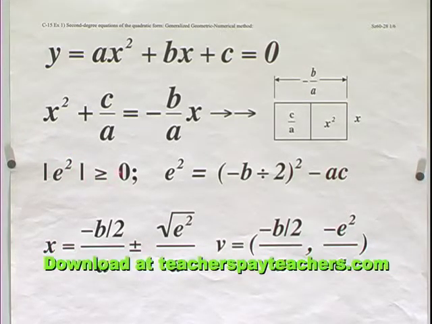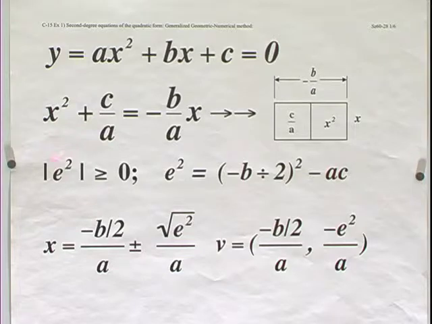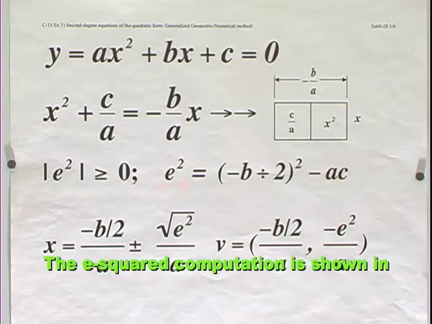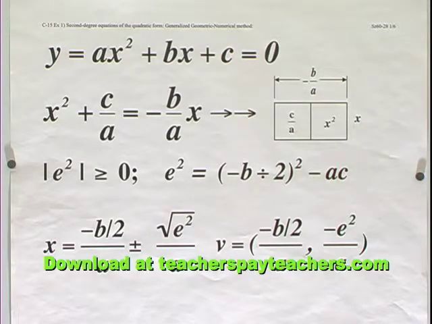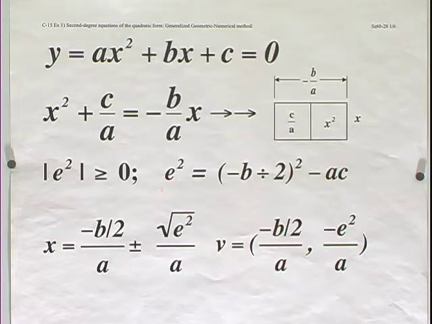I don't show it here, but I show the result. This deviation from a trinomial square is equal to minus b divided by 2 squared minus a times c, where these coefficients are the only thing that we have to be concerned about. So we can compute it, and then we can find the roots. It's going to be minus b divided by 2 plus or minus the square root of the deviation from a trinomial square, and then both of these terms are divided by a.